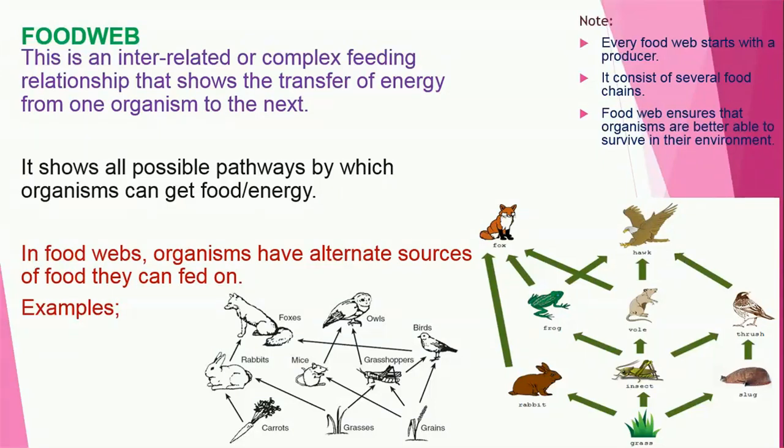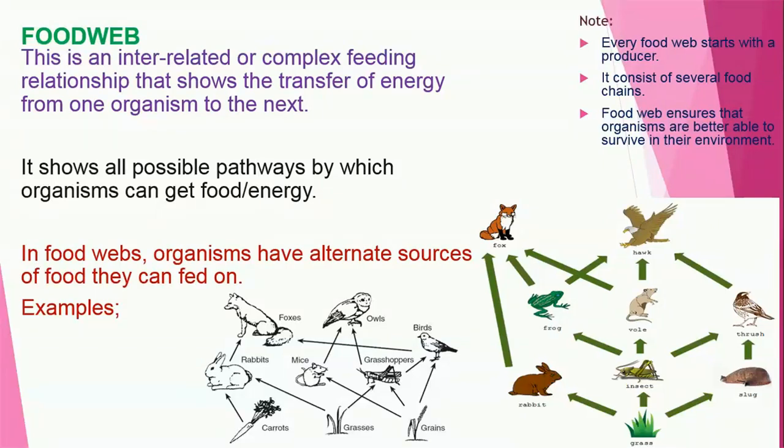Now the second image too, we have grasses. The grasses can be eaten by rabbits. The rabbits can be eaten by the fox. Also, the grass can be eaten by insects such as grasshopper. It can also be eaten by slug. So the vole can eat the insect. Apart from that, the thrush can also eat the insect. The frog can eat it. So it shows alternate food that can be eaten by an organism.